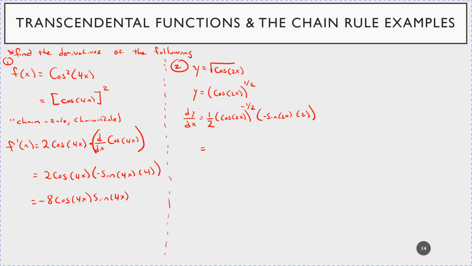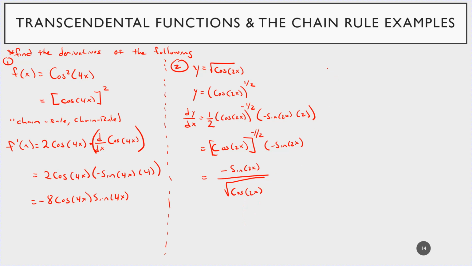So then look what happens here. The 1/2 and 2 cancel. So you're just left with cosine of 2x to the minus 1/2 power times, don't forget the negative, minus sine of 2x. So this is equal to, just bring this down, minus sine of 2x divided by, and then the negative 1/2 comes down as the square root of cosine of 2x.